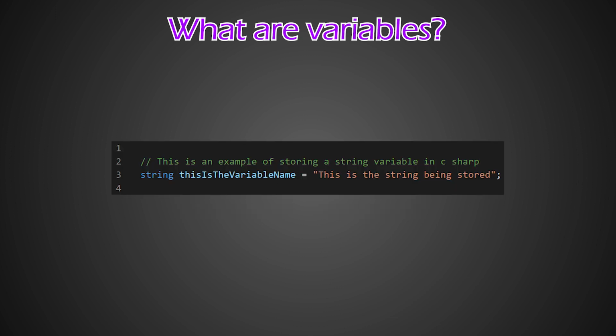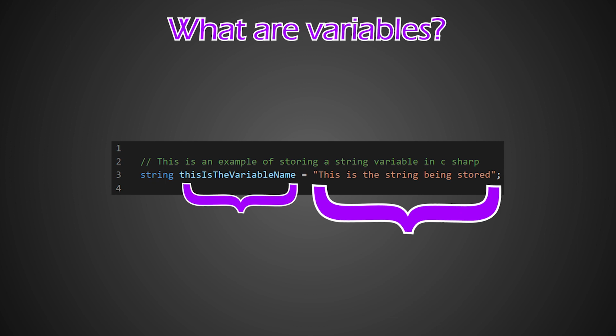Variables are very similar to this. They store data and then they have a name or a nickname that you've given that data or that memory location, and instead of using extensions, they have a type keyword that tells the programming language what type of data is being stored at that memory location.